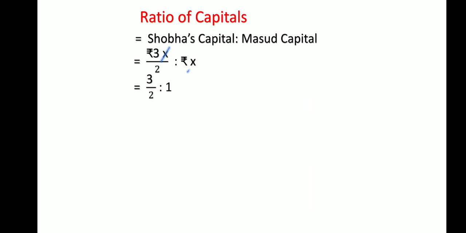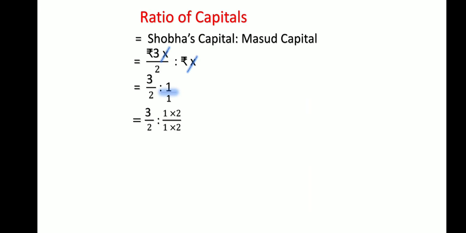x and x get cancelled. What is left is 3/2 is to 1. Now this is not a correct form of a ratio. We cannot interpret it in parts. It has to be in whole numbers so that we can interpret it in parts. What we already know is below this 1 there's always the base 1. So what we observe in this ratio is the bases, that is 2 and 1, the denominators are not the same. So we have to try to make the denominators the same.